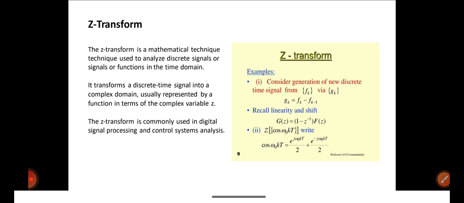Z transform. The Z transform is a mathematical technique used to analyze discrete signals or functions in the time domain. It transforms a discrete time signal into a complex domain, usually represented by a function in terms of the complex variable z. The Z transform is commonly used in digital signal processing and control system analysis.